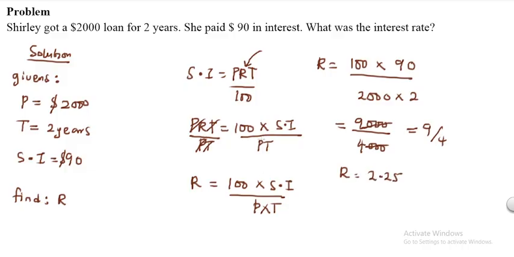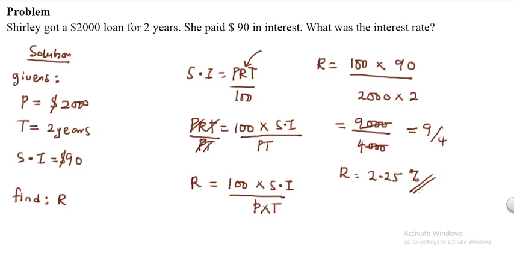Since we used the formula for the percentage, it means that the rate here will be in percent. So this is 2.25%. That means Shirley got her $2,000 loan at 2.25% for a period of 2 years, and she will have to pay $90 simple interest.